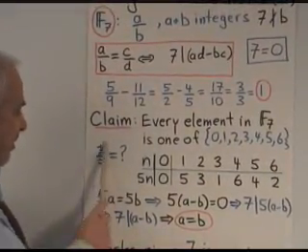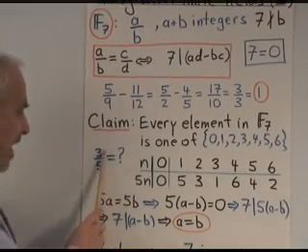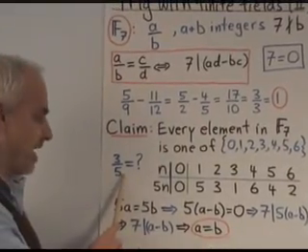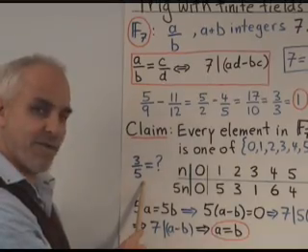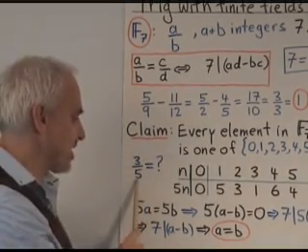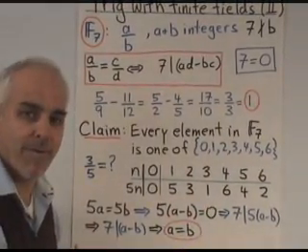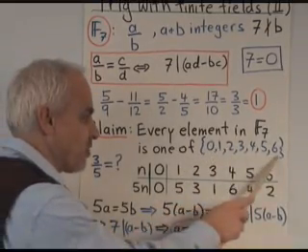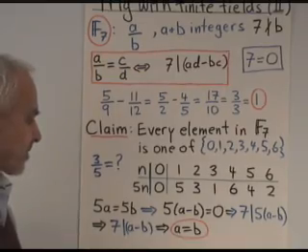So if we want to simplify a fraction like that in F7, we multiply the top and the bottom by 3. 5 times 3 is 15 in F7, which is 1. And 3 times 3 is 9. So this fraction is the same as 9, which is the same as 2. Every fraction in this way can be converted into just an ordinary integer between 0 and 6.